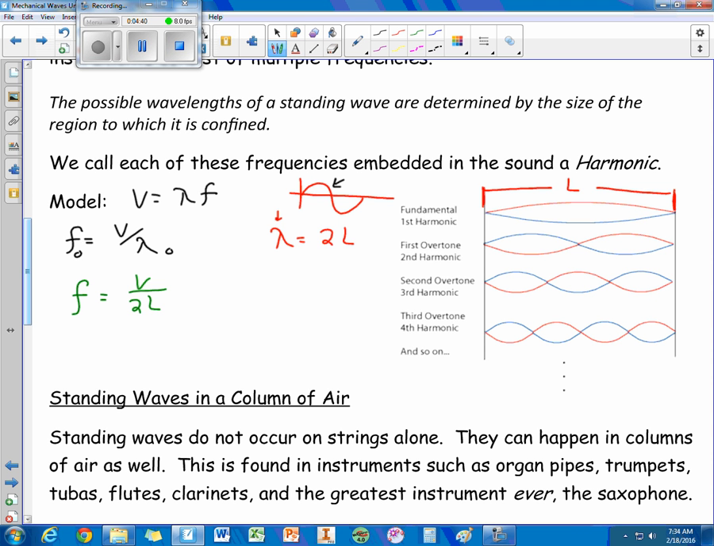For the second harmonic, this one right here, now we do have a complete wavelength. We do get that complete S curve. So this time, lambda equals L. So how can I get this? Well, if I were to add something to this model, if I were to put an n, and if I were to say that n were to equal 1, 2, 3, so all positive integers, for the second harmonic, if I were to plug in a 2 for n, that would cancel out and I would get v divided by L.